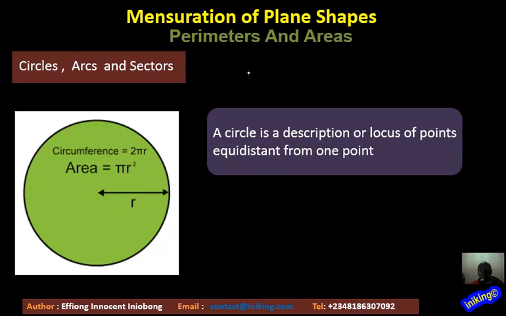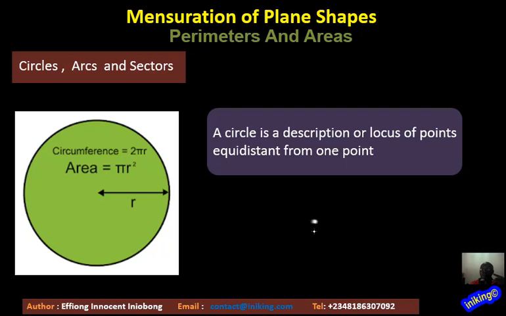We are looking at circles, arcs, and sectors. But first, what is a circle? A circle is a description or a locus of points which are equidistant from a given point. That's what a circle simply is.